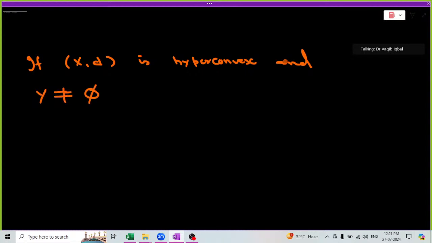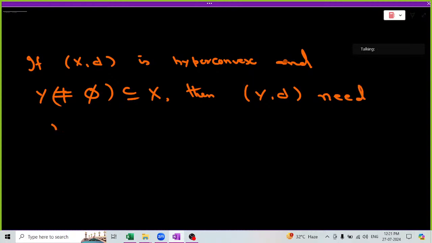ये आप इजीली देख सकते हैं. Not every subset of a hyperconvex space is hyperconvex. मतलब ऐसे है, if (X, d) is hyperconvex and Y not equal to phi is a part of X, then the subspace (Y, d) need not be hyperconvex, need not be hyperconvex.